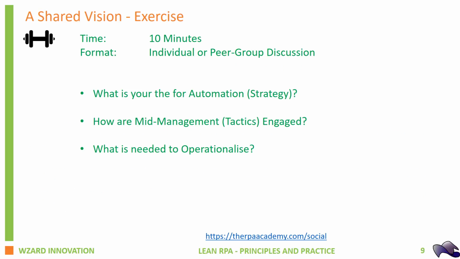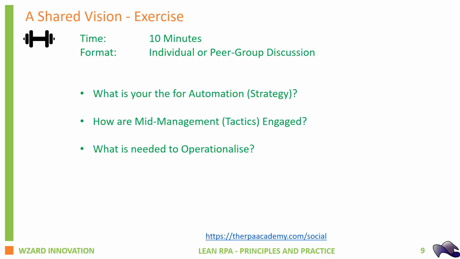It's time to take a short time out and consider what we've learned about Hoshin Kanri. Now, a strategy exercise would normally take multiple days to achieve, so we're not quite looking for that in this exercise. But we just want to spend 10 minutes to think about the 3 things we've just learned. So from your perspective, what is your view for the automation strategy? How are mid-management engaged to drive the tactics? And what is needed then to operationalise? Just jot down a few key notes. Pause the video to take some time, and then we'd love to hear your answers at rpaacademy.com/social.